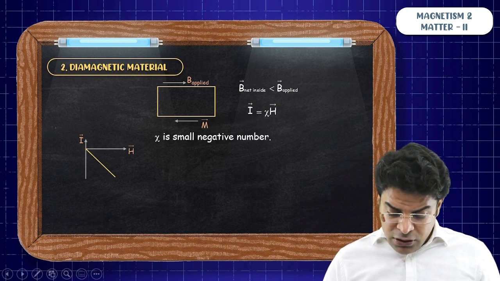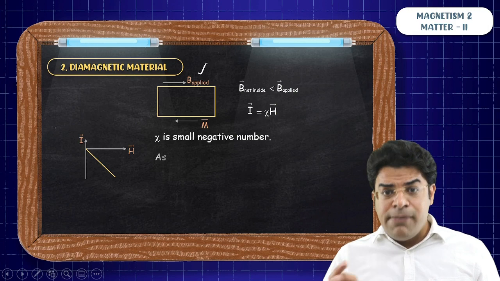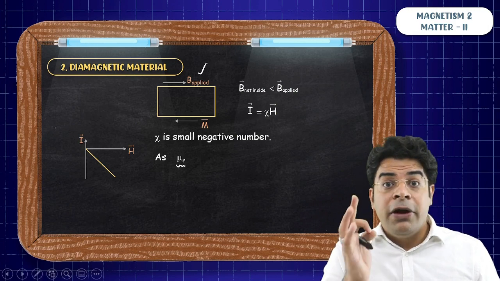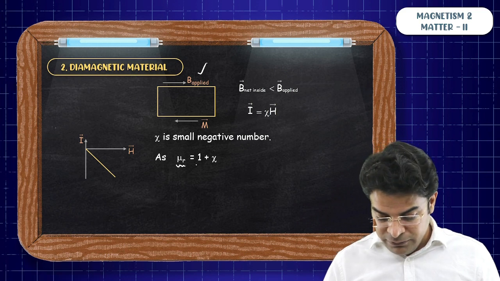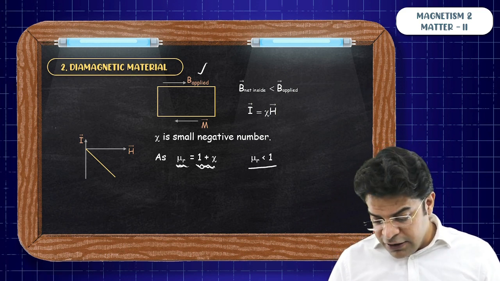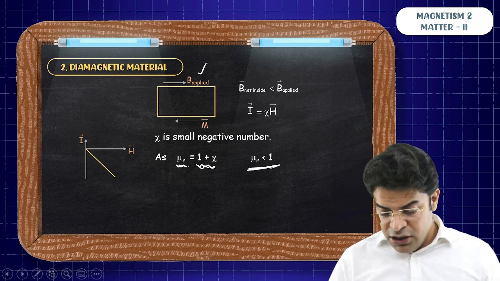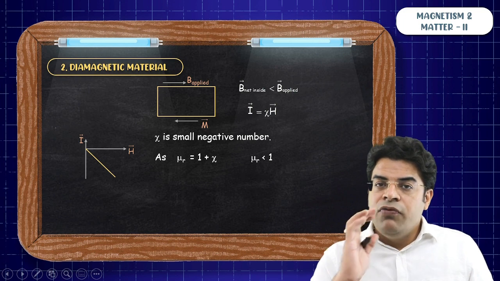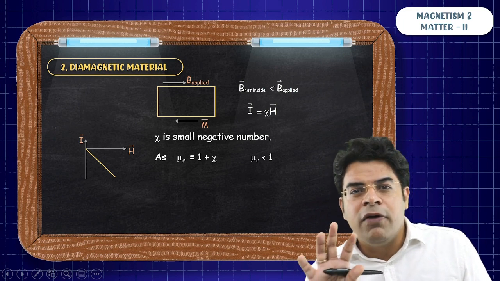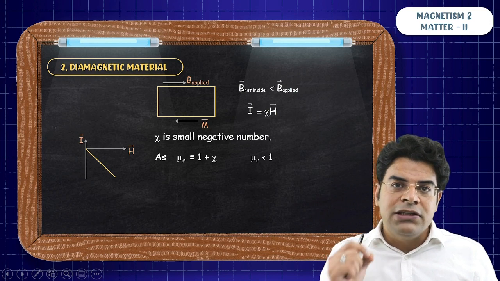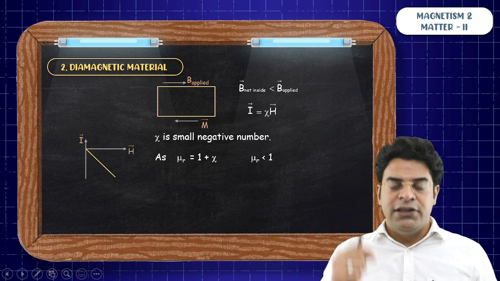Next thing, bachcho, you need to understand, for a diamagnetic substance, the value of mu r, the relative permeability, is less than 1. And as mu r equals 1 plus psi and the relative permeability is less than 1, and you know that psi is a small negative number. Now we need to talk about something called a perfect diamagnetic substance. Superconductors are said to be perfect diamagnetic substances.